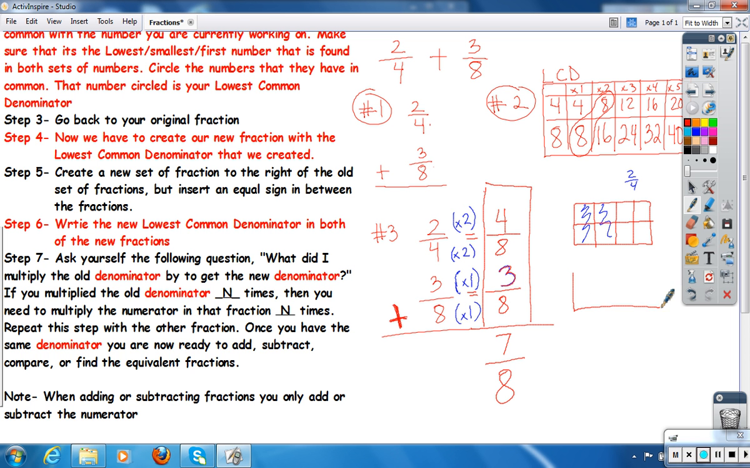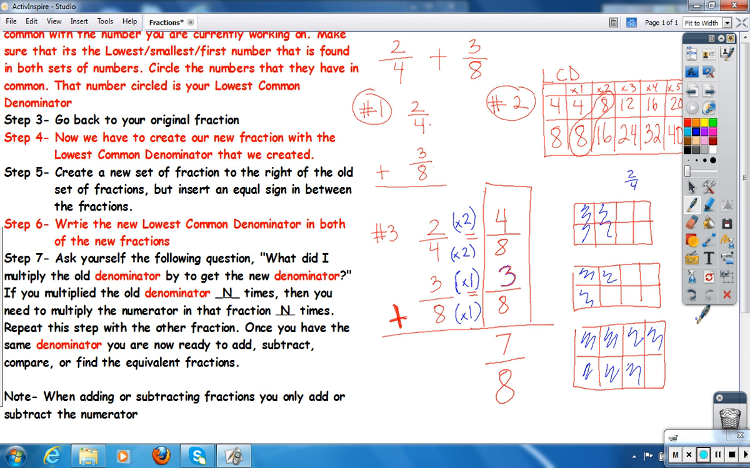So let me draw my little box. Here we had 1, 2, and 3. Now what we have down here is that I am going to combine the shapes. So I'm going to get these 4 here: 1, 2, 3, and 4. And I'm also going to get these 3 there: 1, 2, and 3. What do I have? 7/8. And that's how we find the lowest common denominator.